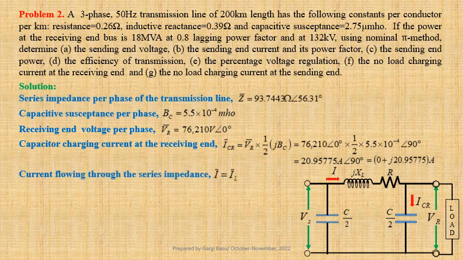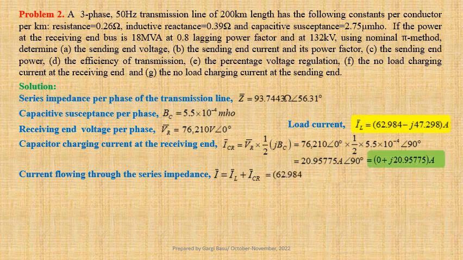Now we shall determine current flowing through the series impedance. I equals IL plus ICR. We have computed load current IL equals 62.984 minus j times 47.298 ampere. Using values we get I equals 62.984 minus j times 26.34025 ampere. This may be written in polar form as 68.27 ampere at an angle minus 22.695 degree.